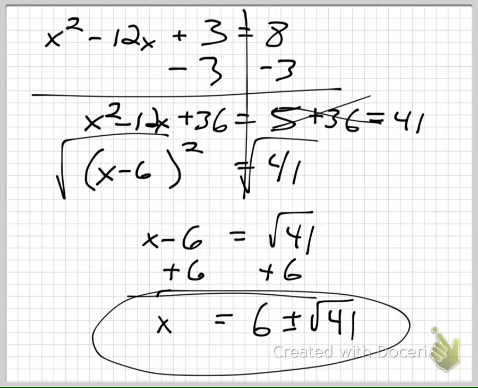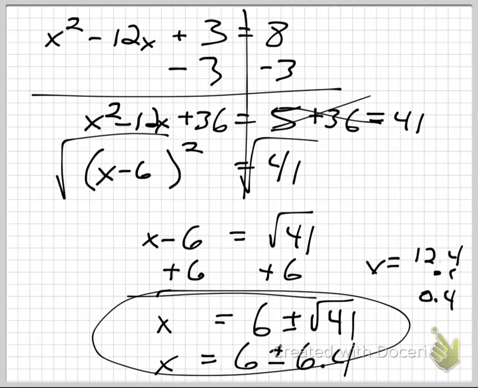What is the square root of 41? 6. You guys should have calculators out. You're in algebra. 6.4. Okay, so it would be x equals 6 plus or minus 6.4, which would be x equals 12.4 or 0.4. Does that make sense?